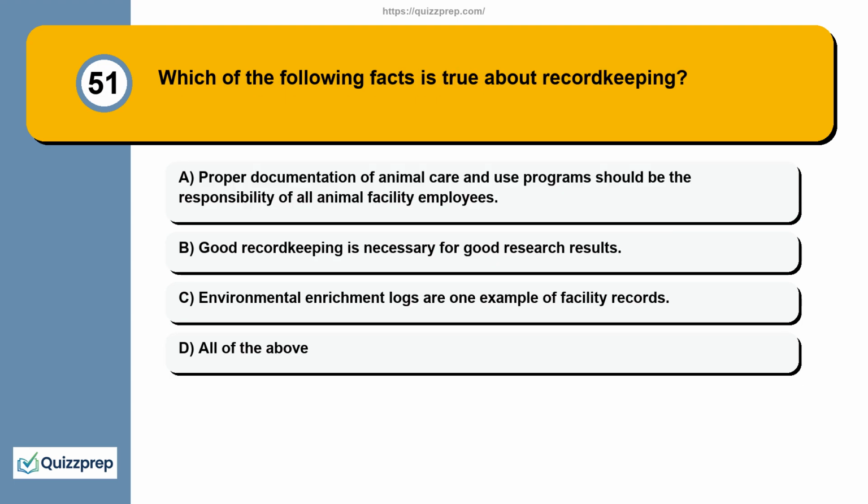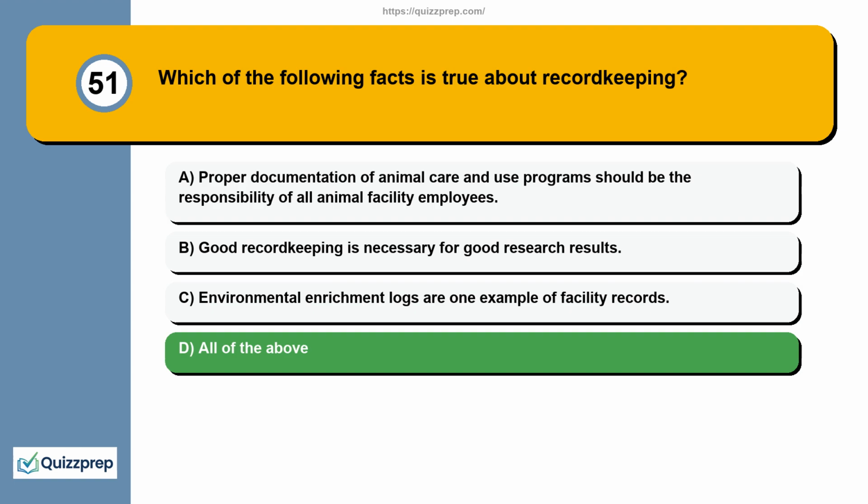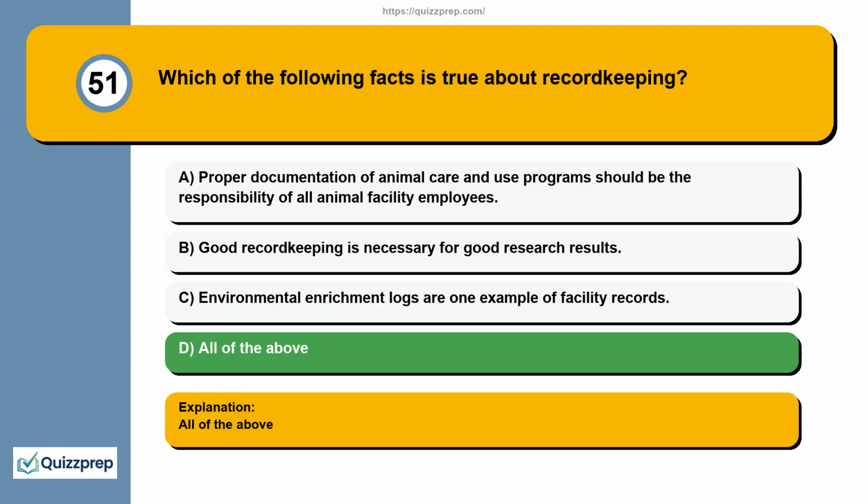Question 51. Which of the following facts is true about record keeping? Option A. Proper documentation of animal care and use programs should be the responsibility of all animal facility employees. Option B. Good record keeping is necessary for good research results. Option C. Environmental enrichment logs are one example of facility records. Option D. All of the above. The correct answer is option D. All of the above.